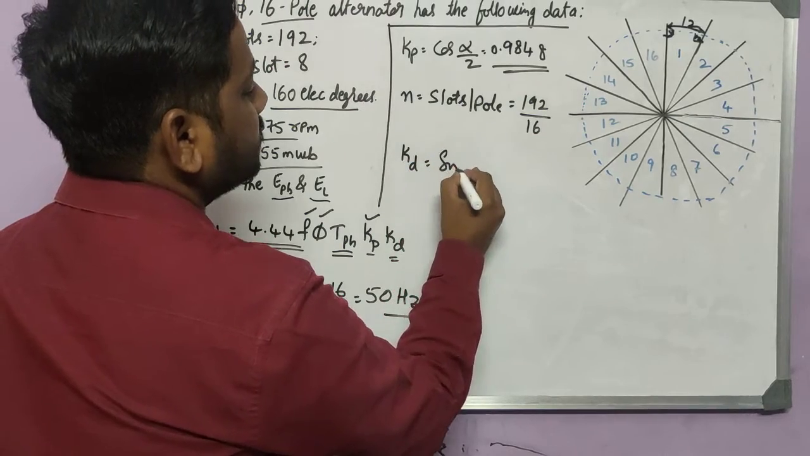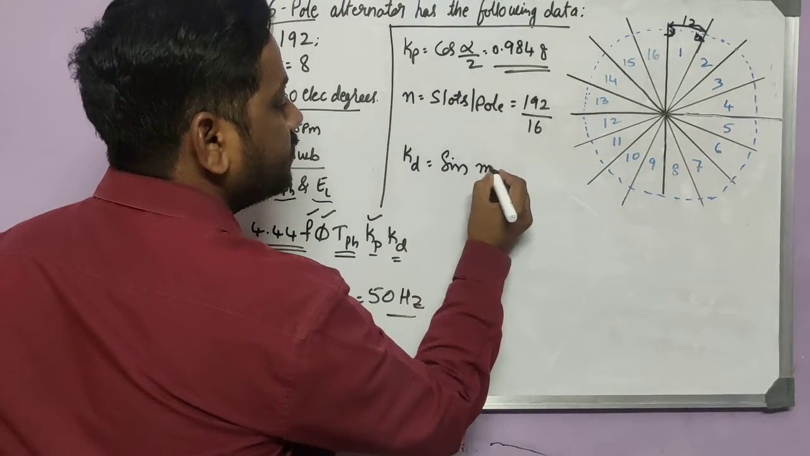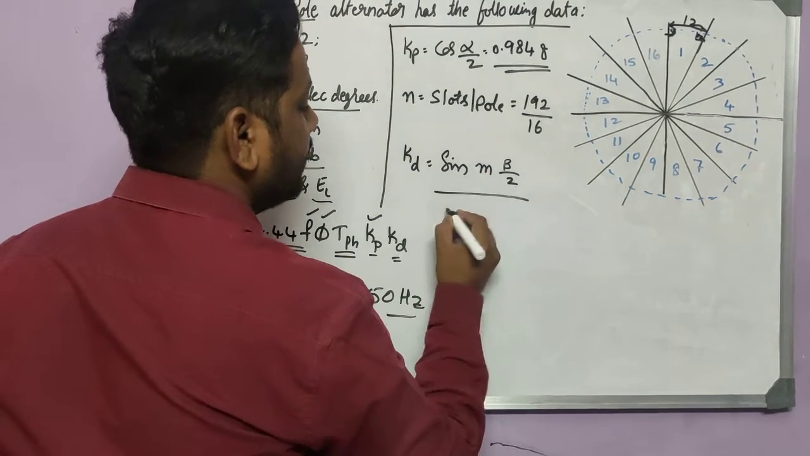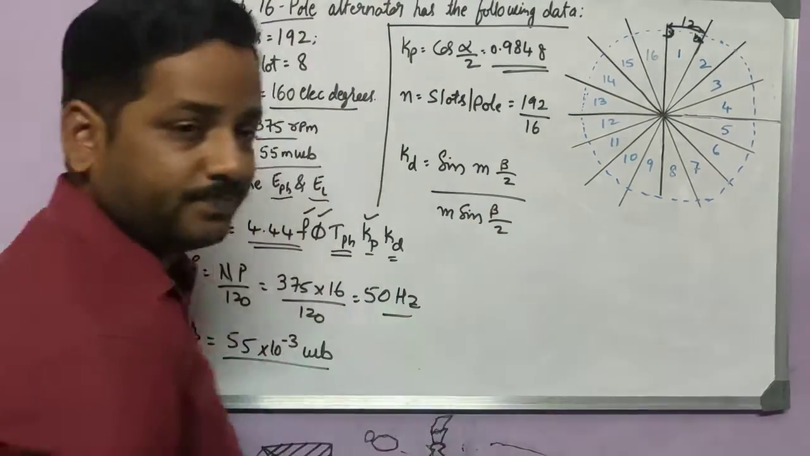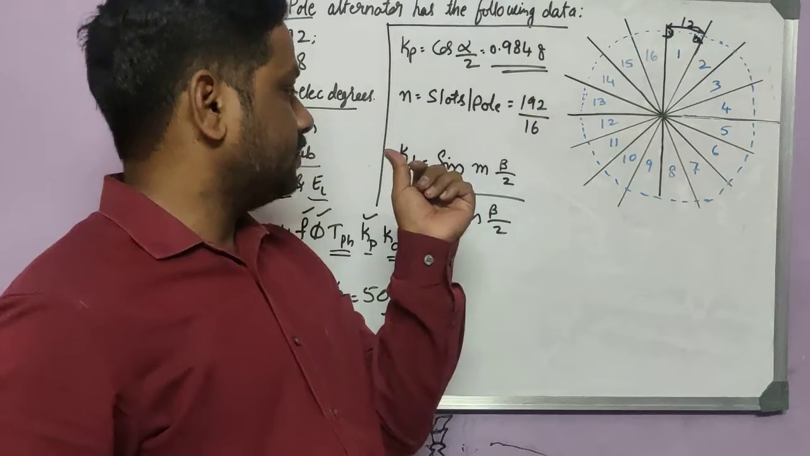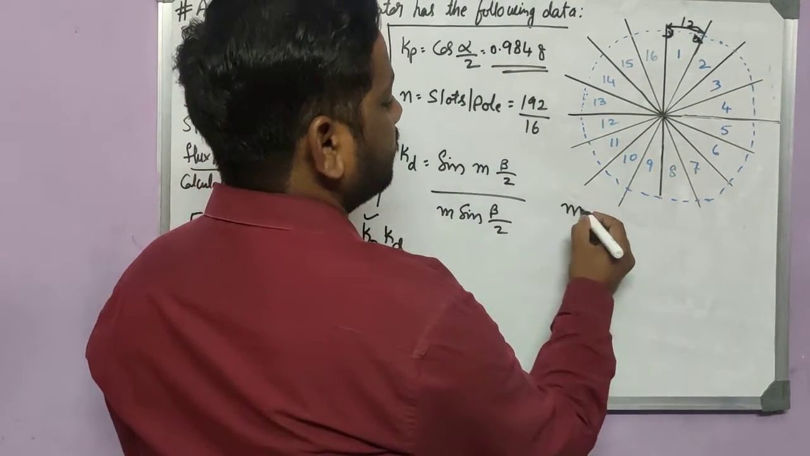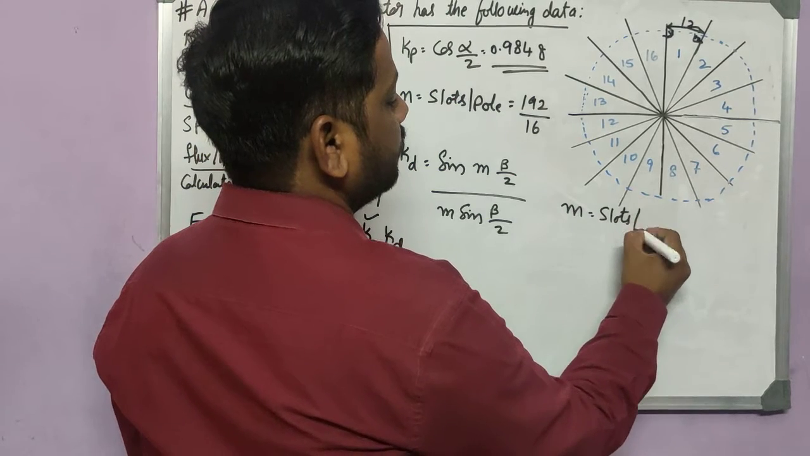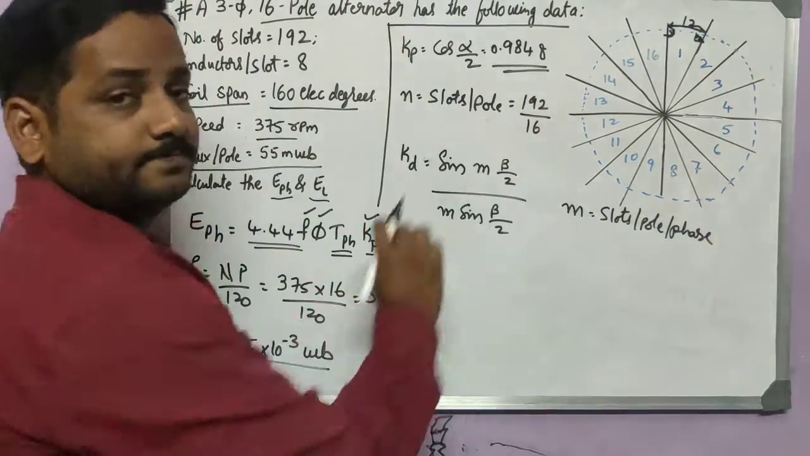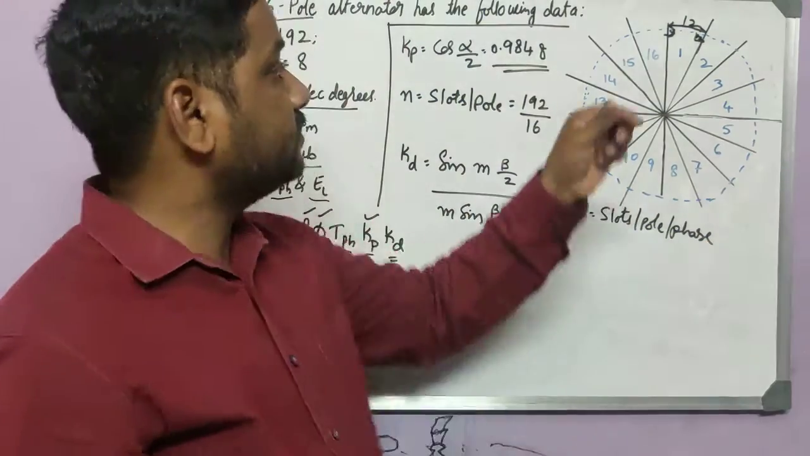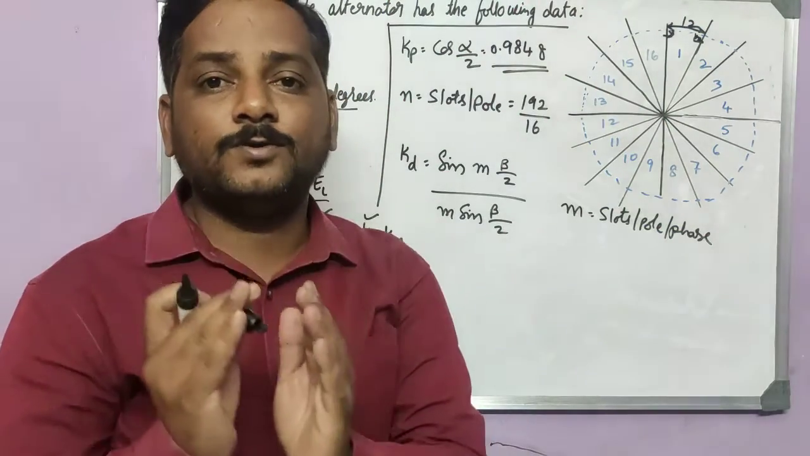So Kd is nothing but the distribution factor, which can be given as sine m beta by 2 divided by m sine beta by 2. Okay. So what is m and beta? That is the important thing. M is nothing but the number of slots per pole per phase. So I have taken n here as slots per pole. So there are 12 slots per pole. Now m is nothing but slots per pole per phase.